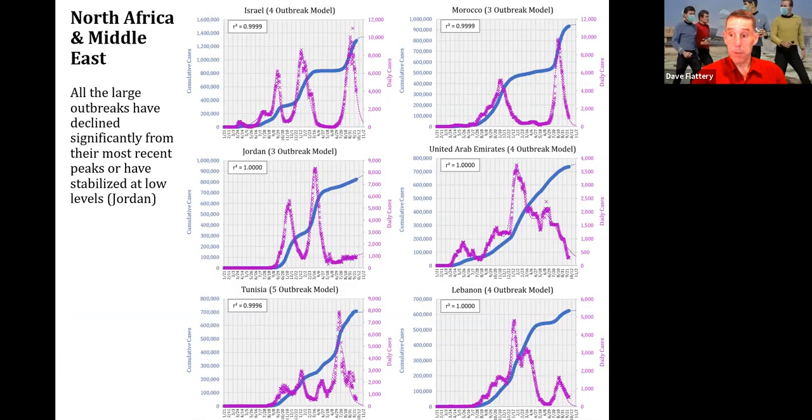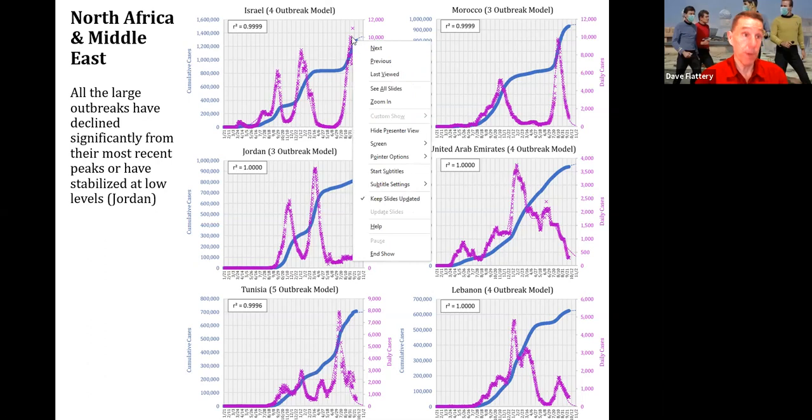In North Africa and the Middle East, a couple of these looked at new peaks last month, and all of these 6 large outbreaks have declined significantly or stabilized at low levels, like Jordan, UAE, Morocco, Lebanon, Tunisia, and Israel, which had a very recent, very big surge, very sharply declining now, really steep up and a sharp peak and a sharp decline. So I'm not sure anybody has an explanation for why some peaks last for a long time, like in the UK or like Russia's did before it started turning up again, versus countries that have extremely sharp peaks, like the previous peak in the UK or the one in Japan or this one in Israel.